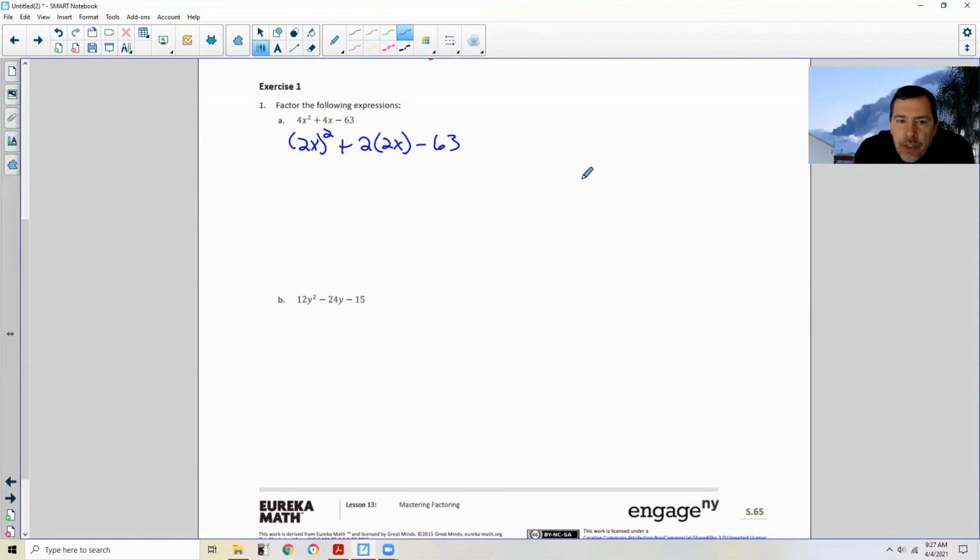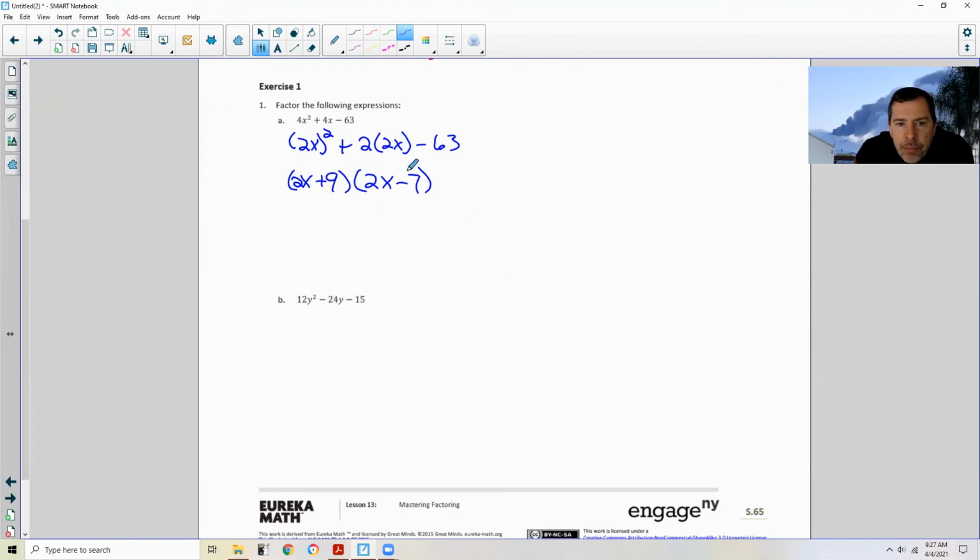Okay. So then what I do is take this 2x and write it like this. And then I want plus or minus, and I want the middle term to be positive, and I want the product to be 63, so I do 9 times 7.